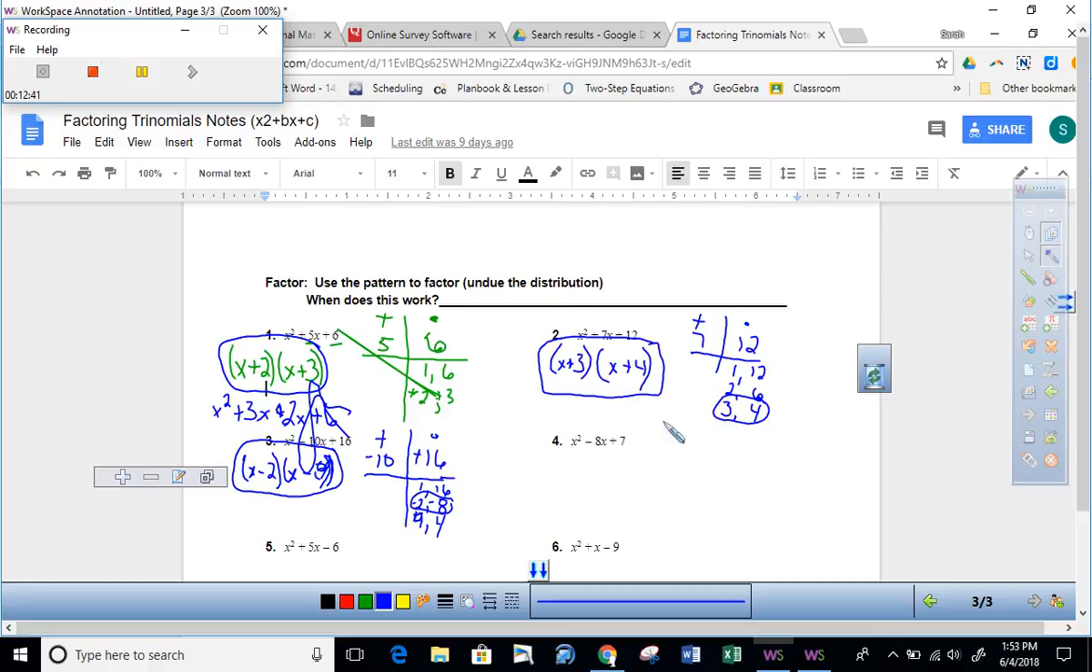Alright, number 4, try that on your own. Alright, I want numbers that will add up to negative 8. It will multiply to 7. Well, 1 and 7 is the only way to multiply to 7. If I want them to add to a negative number, they will both have to be negative in this case. So my final answer will be x take away 1, x take away 7. And I'm taking away because they were both negative.